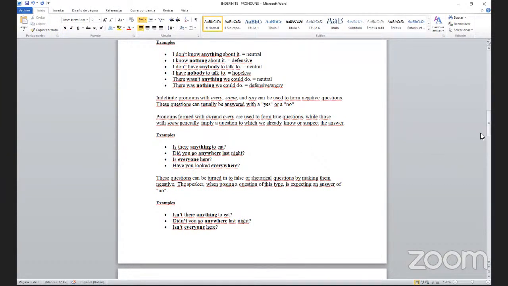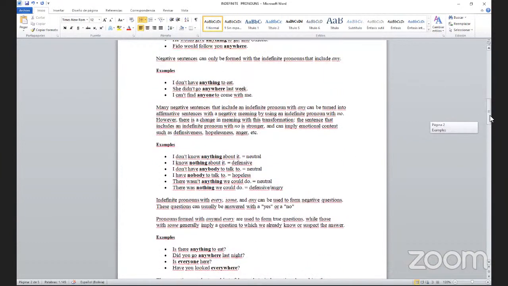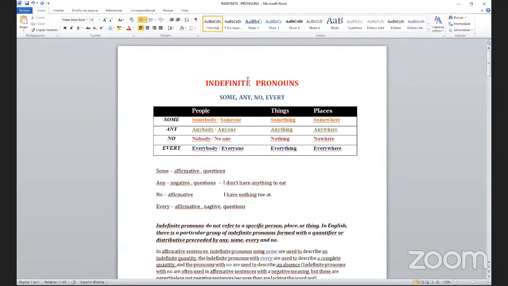So I will send you this document so you can see all the examples. And after this, you have some exercises. If you have the chance at the time to do them, you can do them. If you have some doubts, we're gonna clear them up, okay? Okay, Miguel, so now let's go to the platform. While I send you this, let's go to the platform. This is the third grammar, okay, indefinite pronouns.